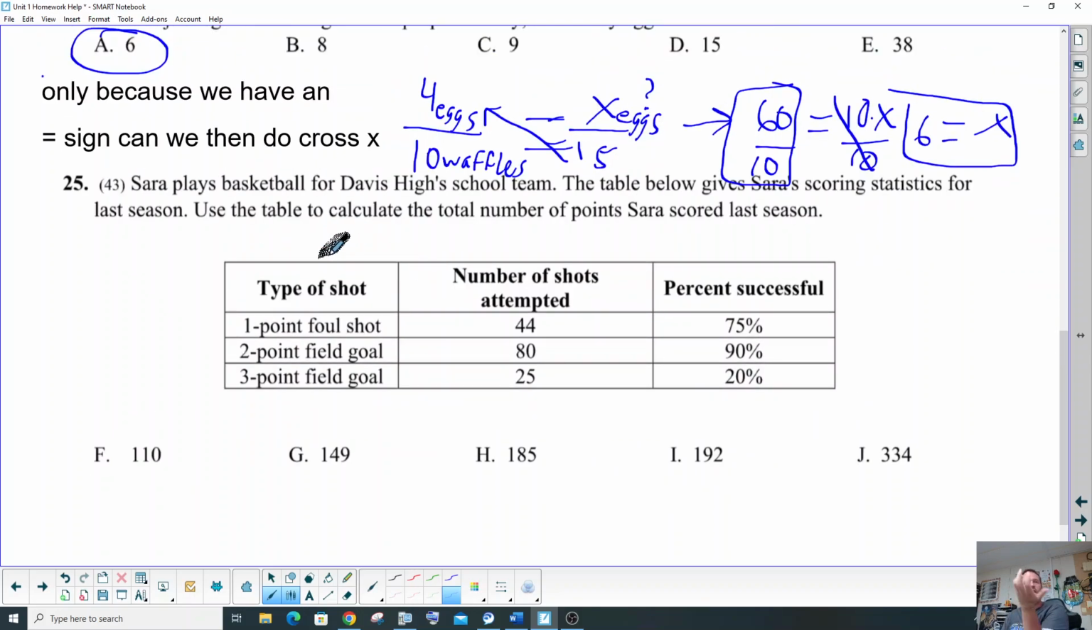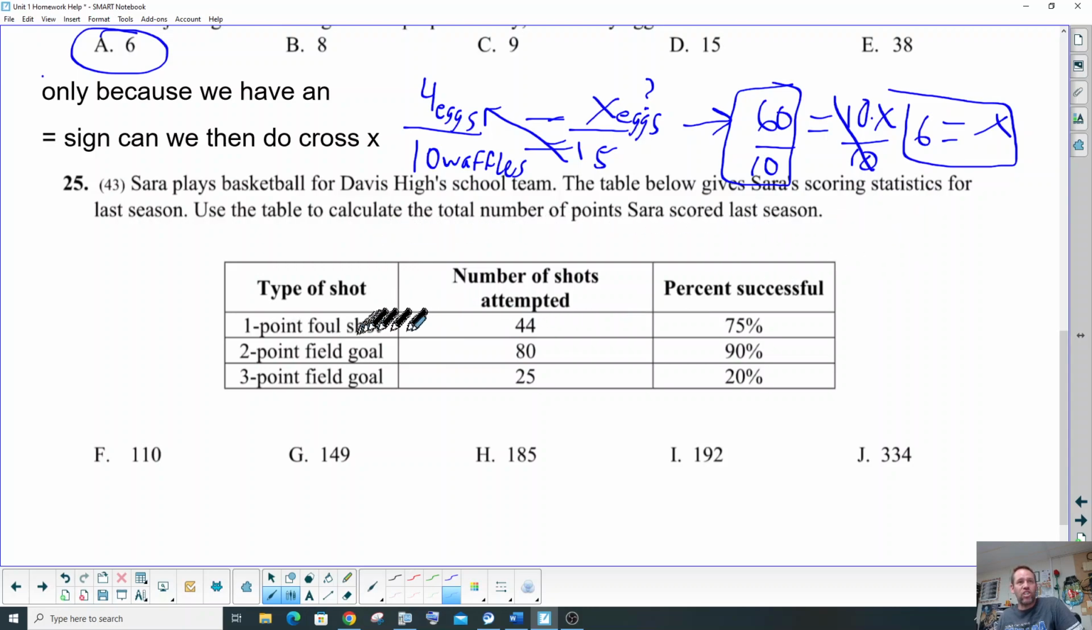Sarah plays basketball. That's my daughter, except it's supposed to be the H, because H's are ew. So Sarah plays basketball for Weber High School. The table below gives Sarah's scoring statistics for last season. Use the table to calculate total points Sarah scored last season.